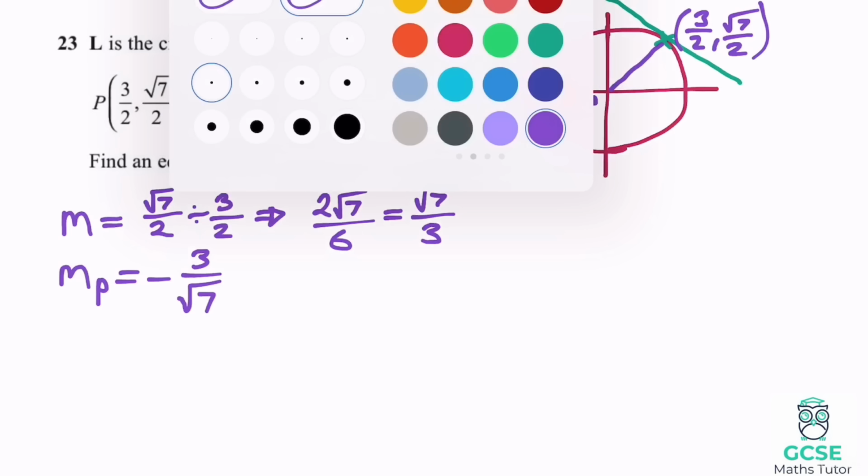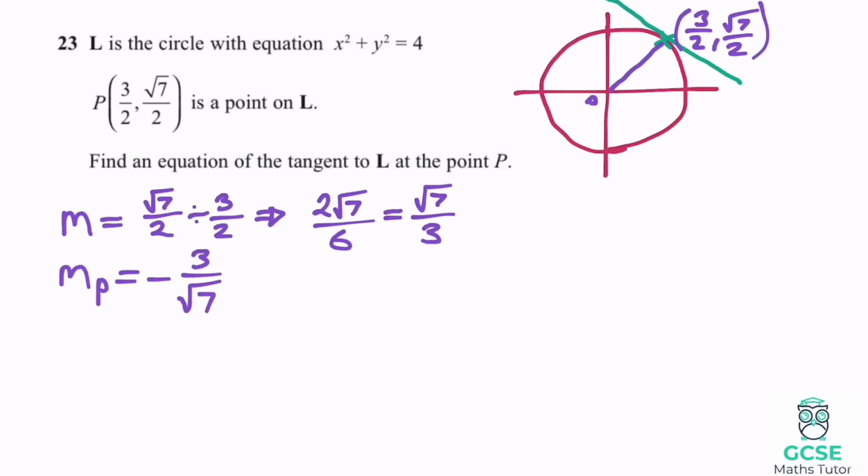Now I can plug it into the equation of a line formula. So we know that's y equals mx plus c. So it'll be y equals, m here being that gradient of negative 3 over root 7, so negative 3 over root 7 x plus c.